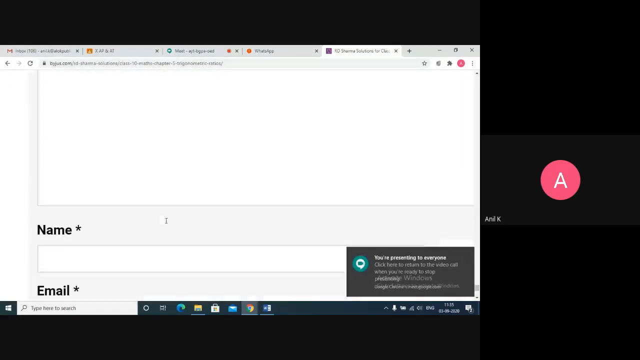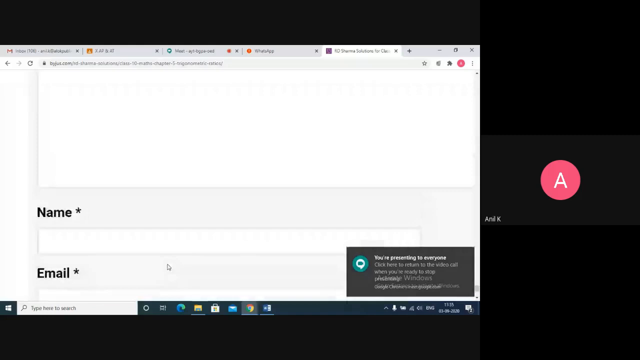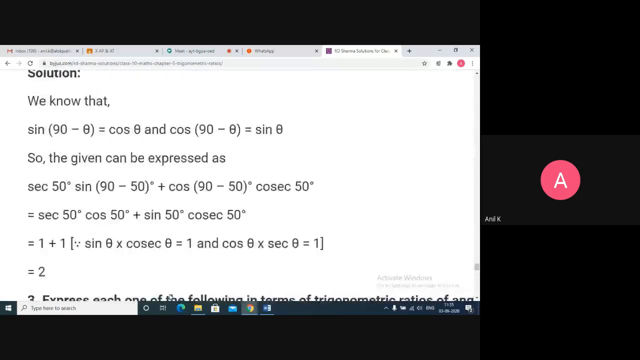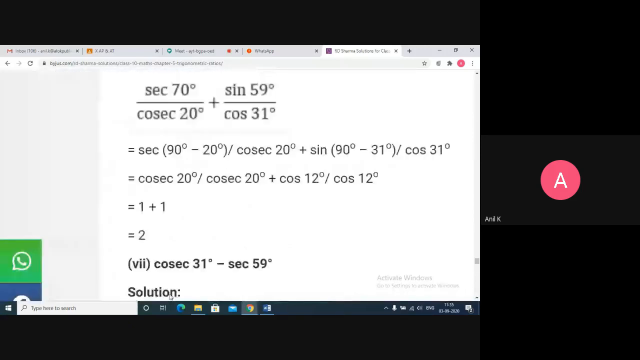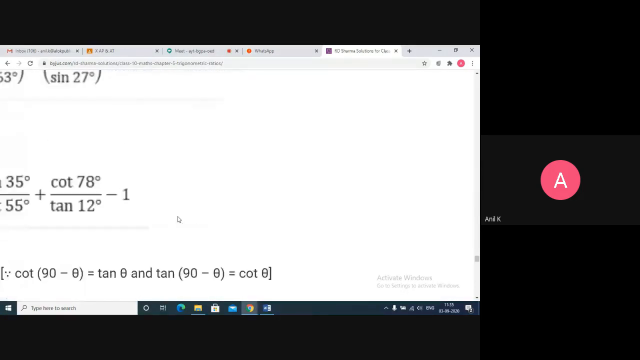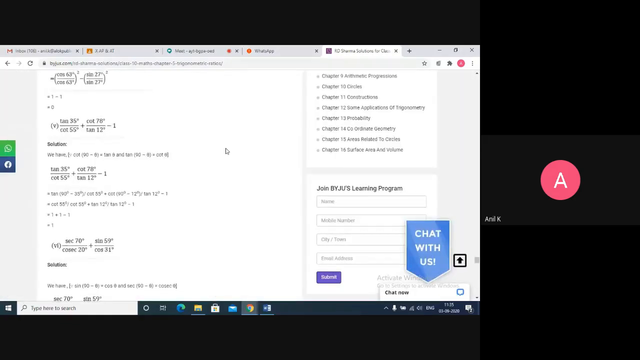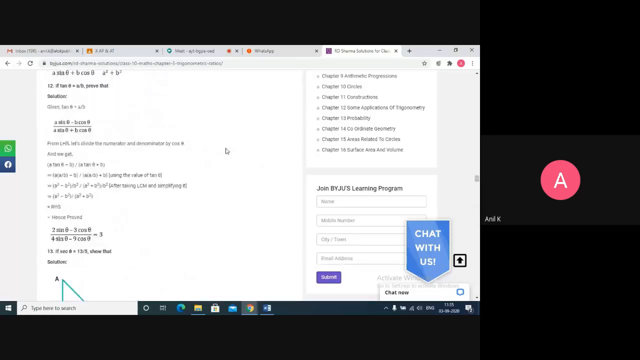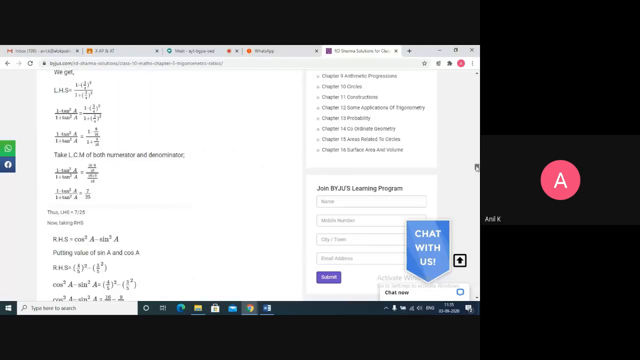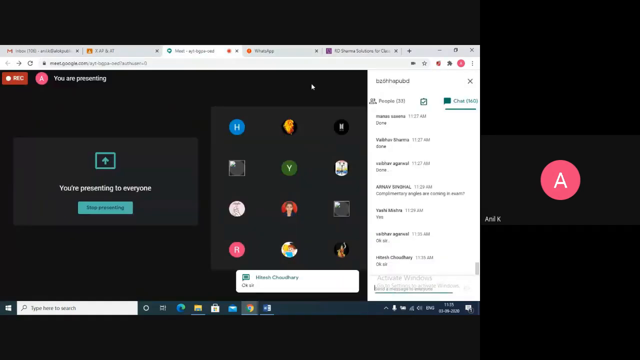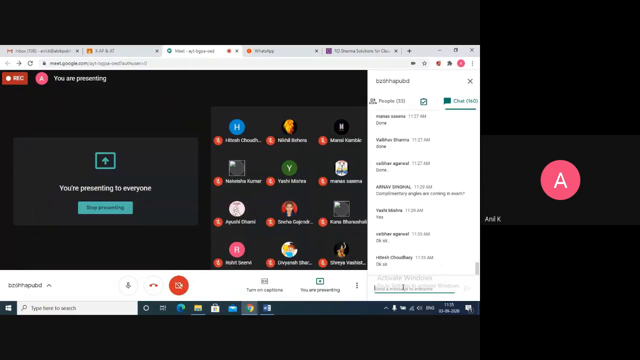Next we have, that's all about your few revision questions based on complementary angles, based on the known degrees, and based on when one trigonometric function is given, you have to find the other trigonometric functions. So if you want to practice more questions, I'll share the link here. In your classroom also I'll post. Click here.